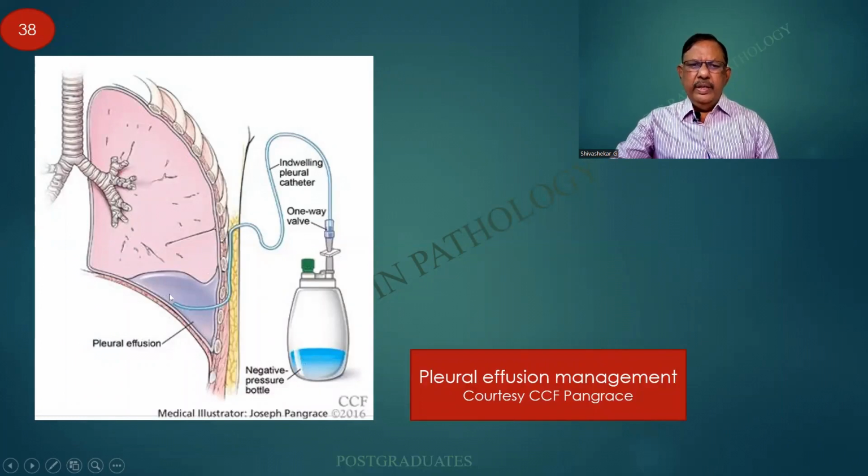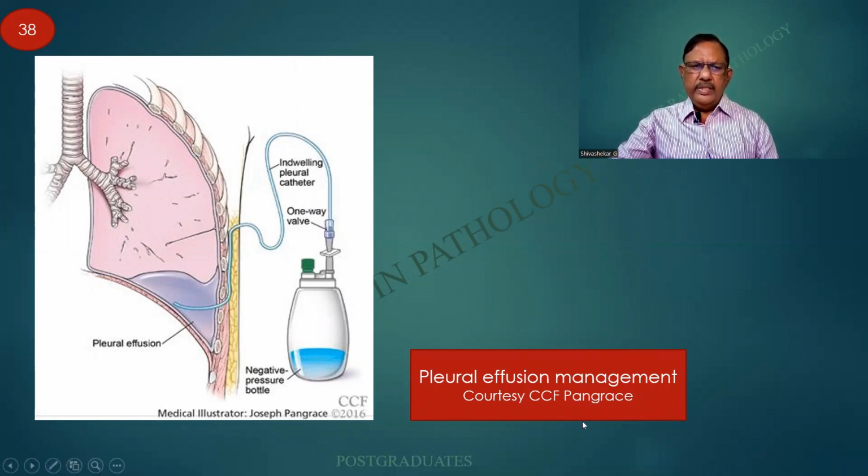This is what I said. This is the water seal drainage. So whenever there is a lung over here and then there is an effusion, it can be collected by means of this. So there is a pressure over here, owing to which you find that there is a negative pressure, the fluid accumulates over here and the airway is closed. So pleural effusion can be managed in this way also.